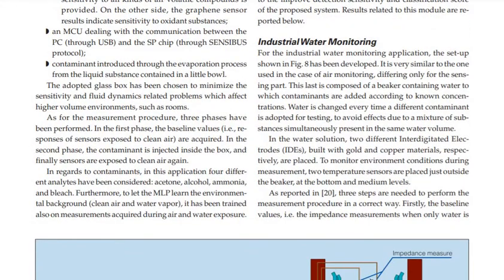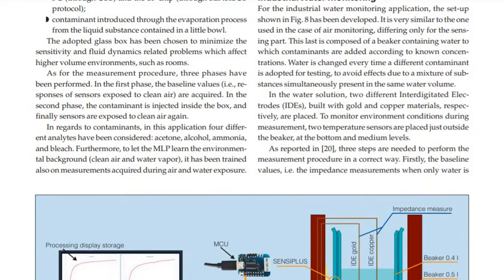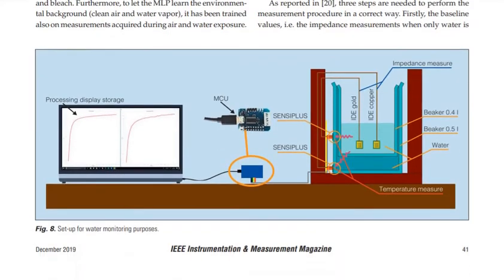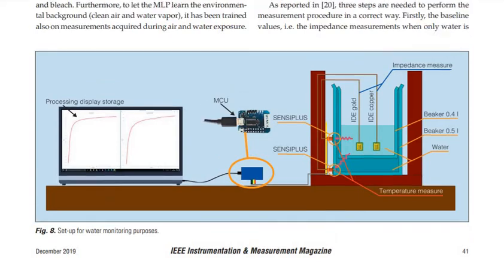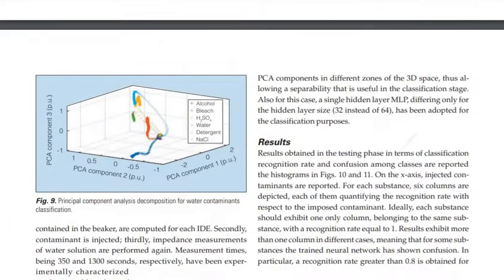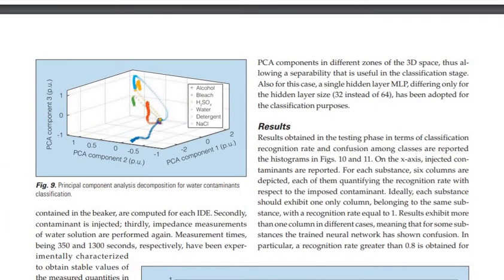Similarly, there is an industrial water monitoring system. In the same industrial water monitoring system, they are also saying a similar thing, where the water contaminants change according to the seasons, and you can see the processing data. This is some type of setup. This is a setup for the water monitoring system. We can see different types of contaminants in the water.